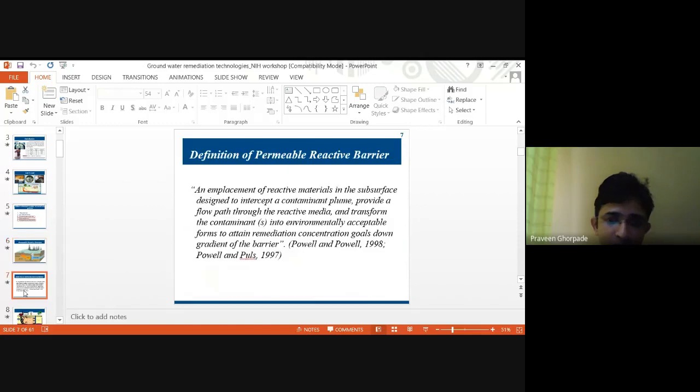So if you look into this, permeable reactive barriers are reactive materials which will be kept in the subsurface, designed to intercept the contaminant plume. Whenever the pollutants flow through this, they will be converted into less harmful products, or they will be treated and transformed, which will be acceptable by the environmental norms. So that is the meaning of PRBs.